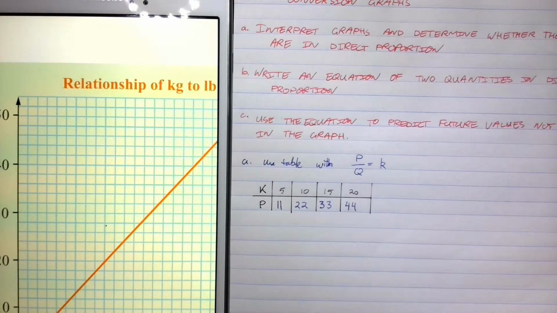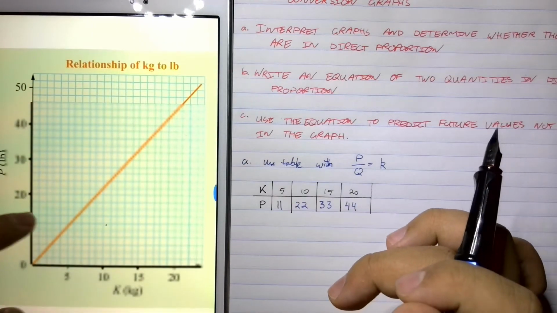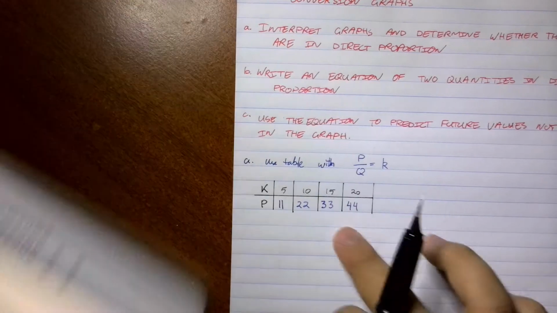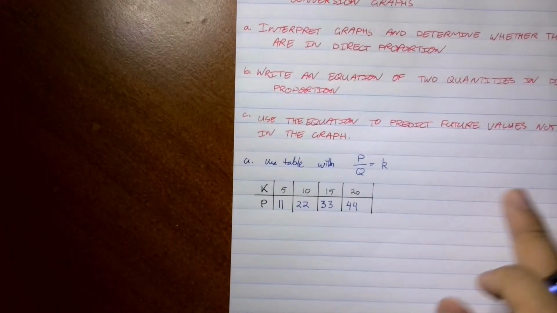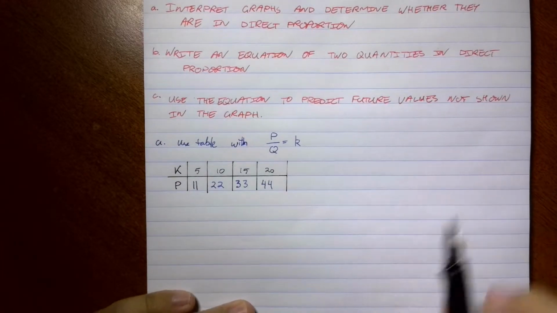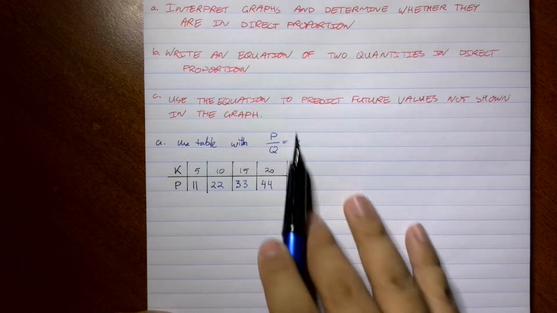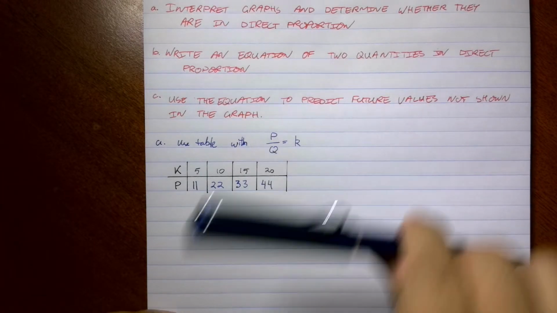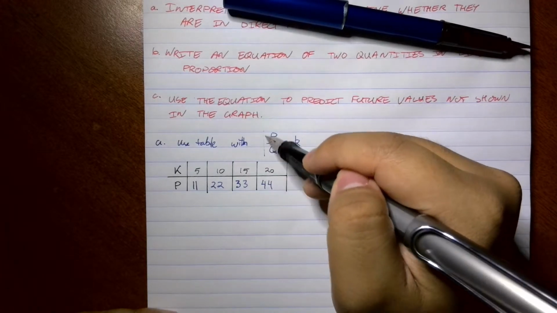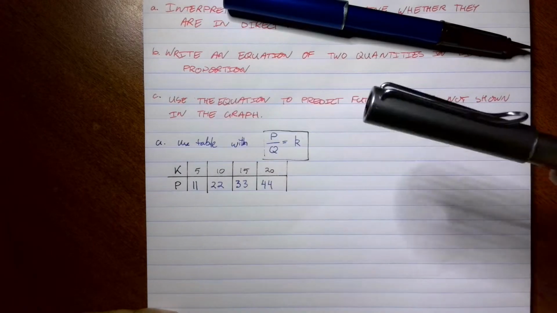So we've now interpreted our graph, and we're no longer going to use this. We're going to use these values here. It makes it much easier than having to go back to the graph all the time. Now that we have a table, we're going to do what we did in the previous example and use this idea of P over Q equals K, but for the values that we have here.